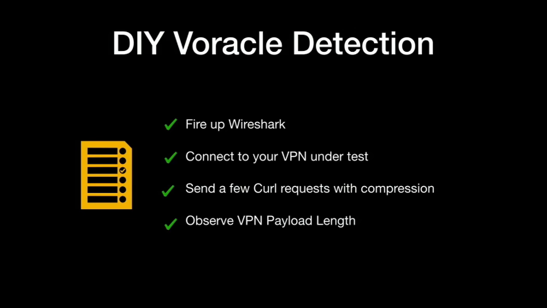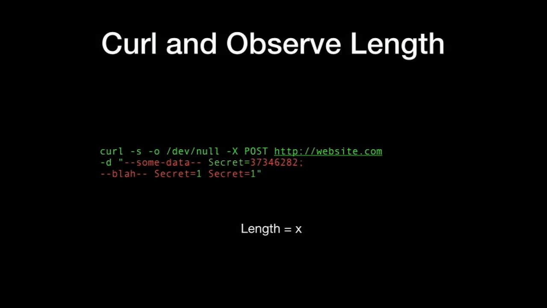I haven't tested all the VPNs out there, but for the ones that I've tested that have compression enabled, the attack was possible. And this is how I tested without doing a full-fledged exploit. So here's your do-it-yourself oracle detection. All you need is Wireshark, a terminal with curl, and you need to connect to your VPN under test, and just send a curl request and observe the payload length. Very simple. So if you have a custom VPN, all you have to do is copy-paste this specific data for a given HTTP website, and let's say the length is X.